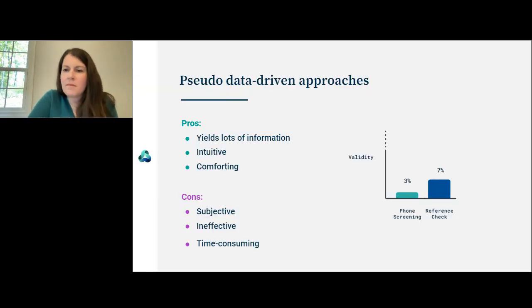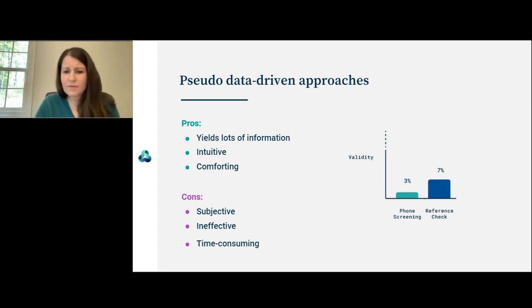Well, some of the most common approaches that we have are things like phone screening and reference checking. And I want to start here. This is what we call our pseudo data-driven approaches. Now you'll see on the next couple of slides that I have a little bar chart measuring predictive validity. Without getting too much into the science of this, it's really about what percentage of the time do you hit the nail on the head? How predictive is each one of these data-driven approaches?